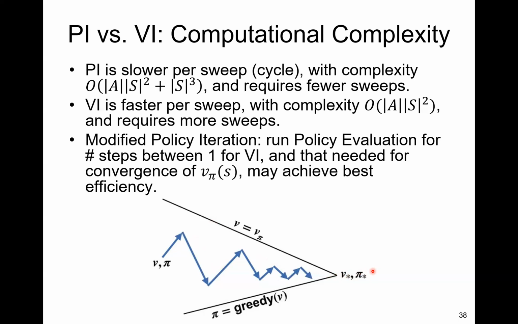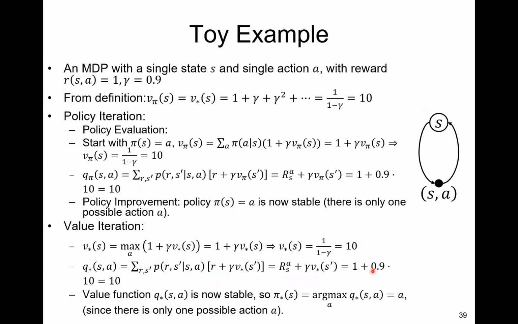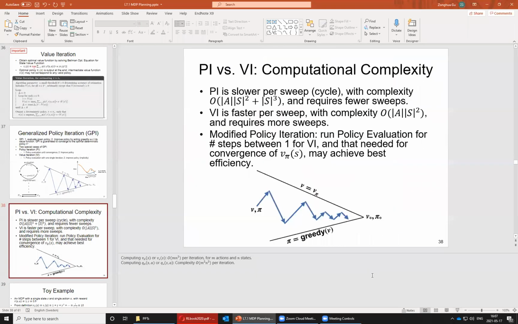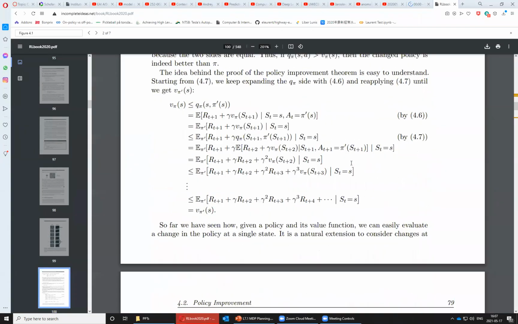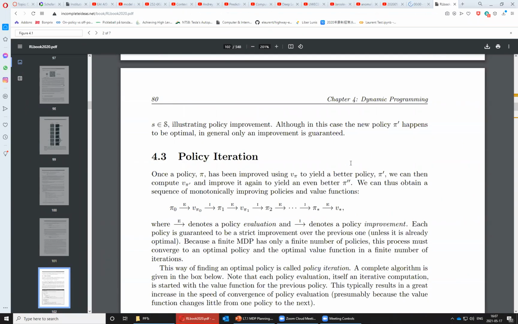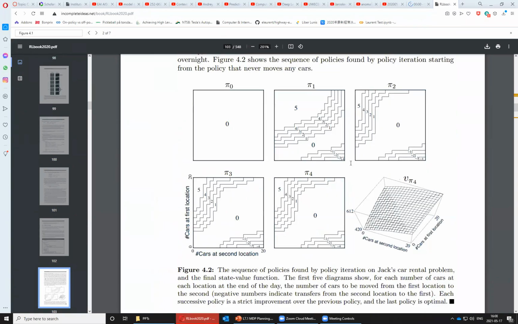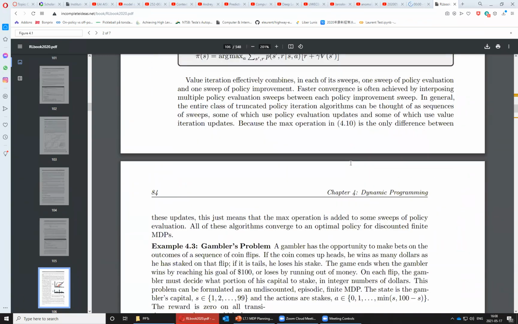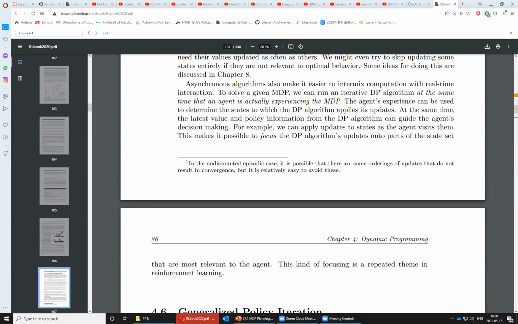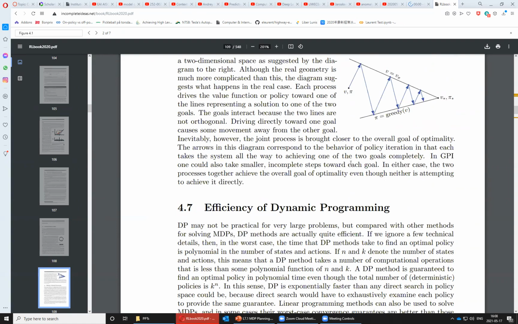I have one more question. Sure. Is convergence guaranteed? Yes. For generalized policy evaluation, convergence is guaranteed. Policy iteration, value iteration, generalized.